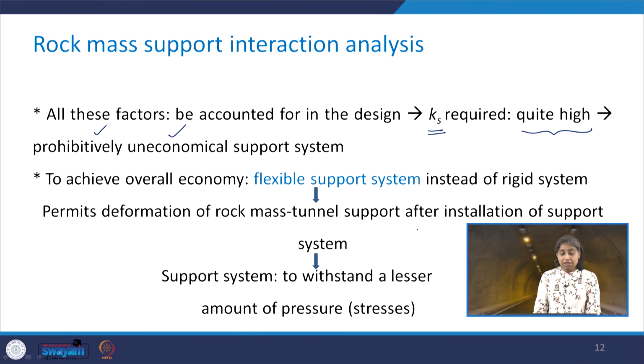So, to achieve overall economy, one should go for a flexible support system instead of a rigid system. Now, what does this flexible system do? It permits some of the deformation of the rock mass after the installation of the support system. And because the deformation is allowed, the support system has to withstand a lesser amount of pressure or stresses. Therefore, we do not need to provide that heavy reinforcement or support system. So, we can go for the flexible support system rather than a perfectly rigid system.